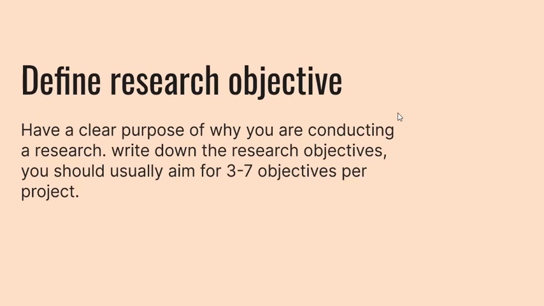A research objective is just a clear purpose of why you're conducting the research, the main reason why you're conducting the research. So you want to have that written down. You can write down 3 to 7 research objectives for a project that you're working on. So that's the first tip. Always write down your research objectives so that you know this is the reason why you're conducting research, and tailor your questions to getting insights and information about that as well.